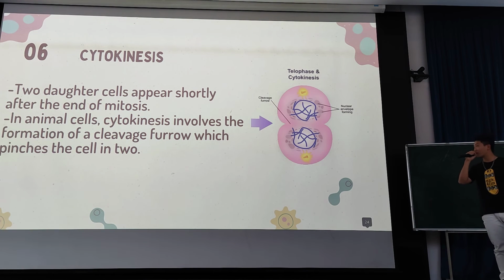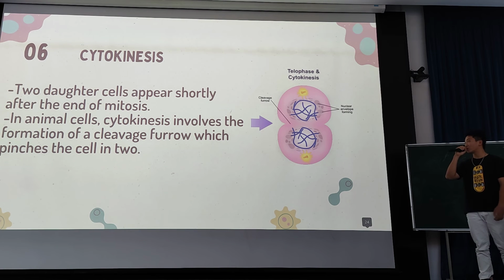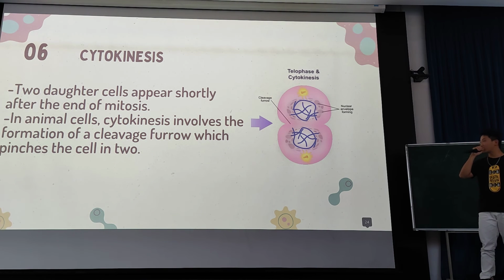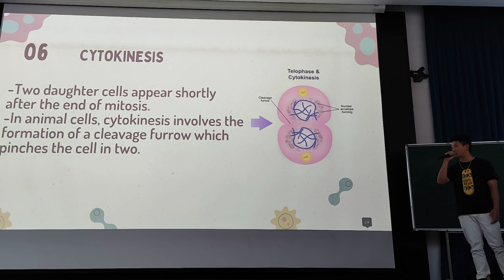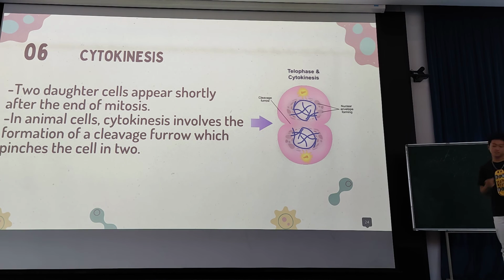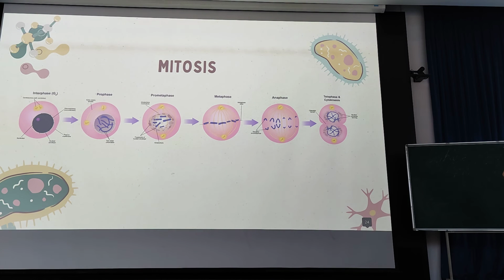Next is cytokinesis. Two daughter cells appear shortly after the end of mitosis. In animal cell, cytokinesis involves the formation of a cleavage furrow which pinches the cell into two. Here is the process of mitosis.